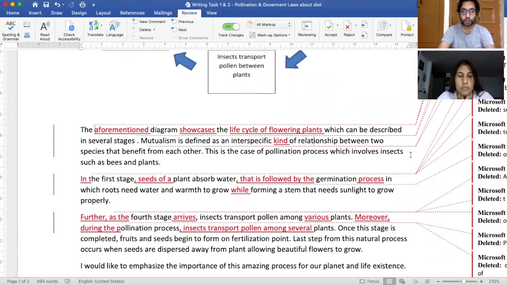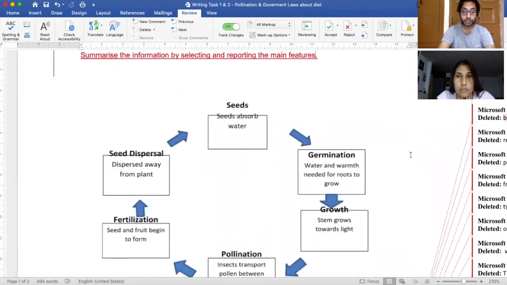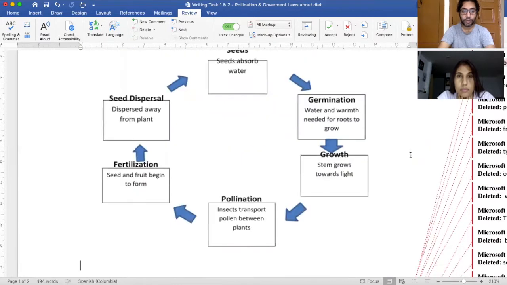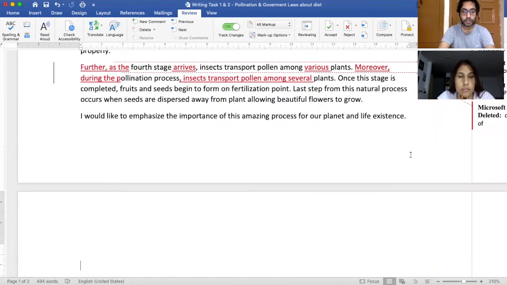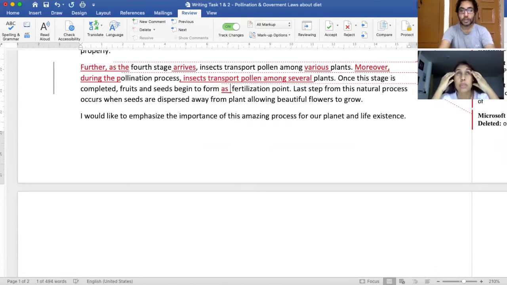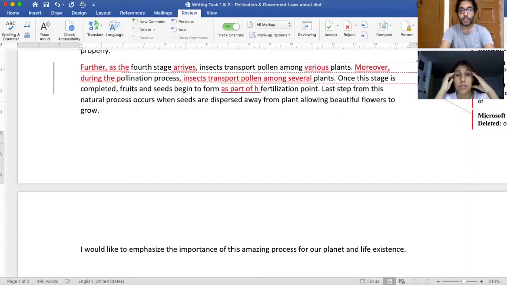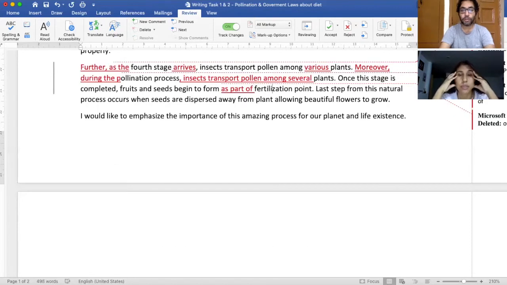Begin to form on fertilization point. What is fertilization point? Begin to form. I was trying to use another word as part of fertilization. Don't say stage. That's it.